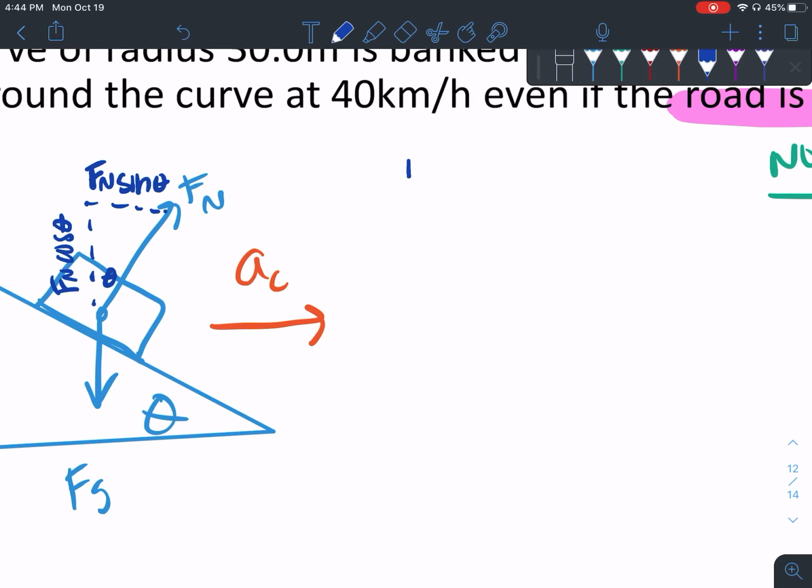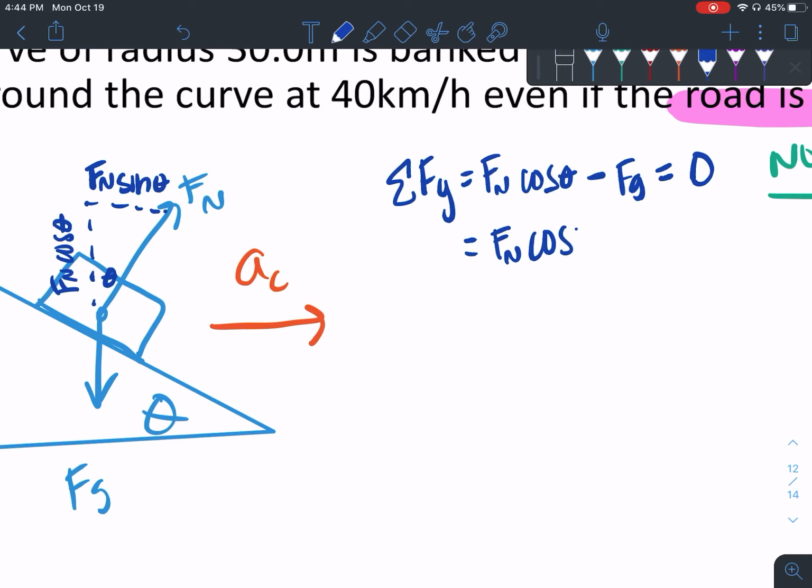So let's just go ahead and start. I'll use the same color to do the y direction. So in the y direction, I have Fn cosine theta minus Fg. It's negative because they're going opposite directions. Force normal goes up, gravity goes down, so it's a minus, is equal to, well, here it'd be 0 because there isn't any acceleration in the y direction. So we can go ahead and say Fn cosine of theta equals mg. So I went ahead and converted force of gravity into mg.